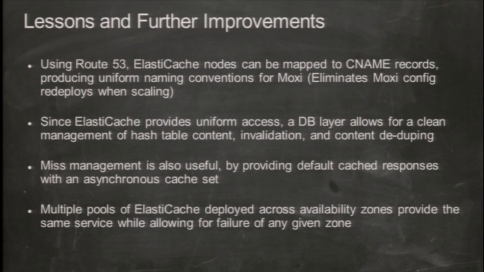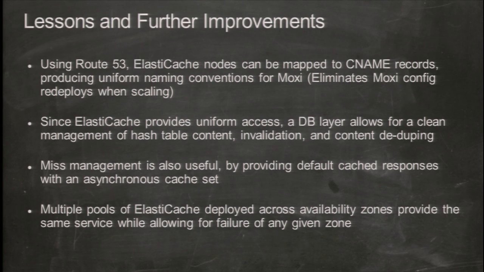ElastiCache also provides uniform access, which means you can manage it with a database very easily. If you need to invalidate or prevent content deduping, you can build a small database table that monitors what's in ElastiCache, and then you can use your application to manage it. You can also manage misses very effectively. The way we handle this is we just have a default that we load into ElastiCache, and if we miss, we just serve that instead.